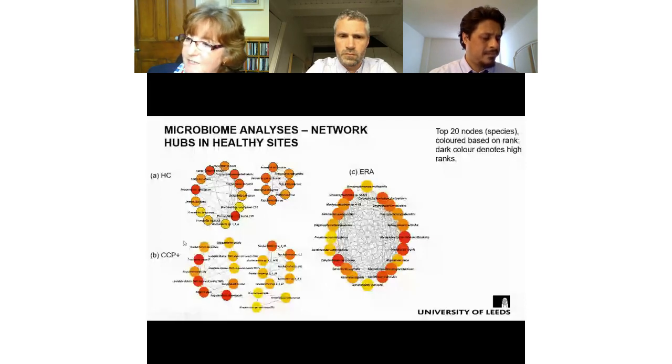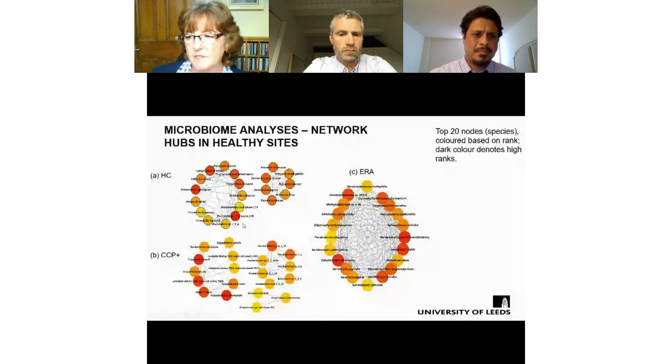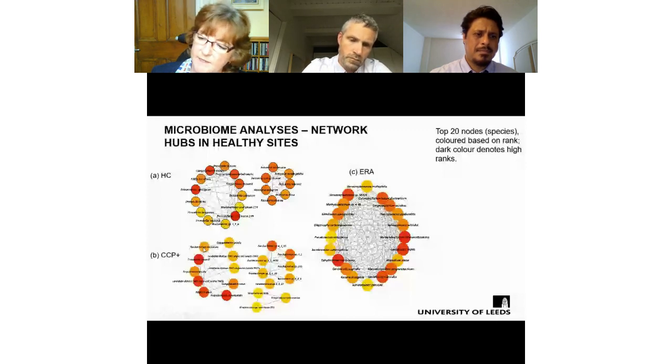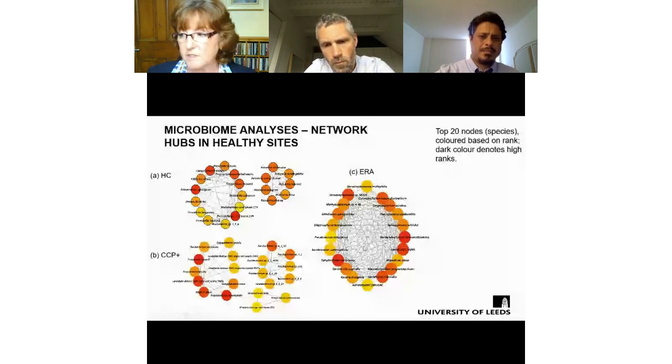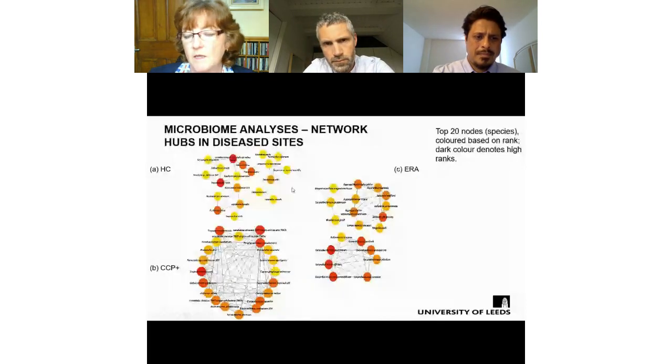The top 20 network hubs in the CCP plus group at healthy sites was quite different. So we have this hub of Fusobacteria, Streptococci, and then this group here, which has some similarity to the hub that you see in the healthy controls. And in the early rheumatoid arthritis patients, it's completely different again. And in disease sites, we get quite a different picture again. So that Neisseria hub that dominated in the healthy sites has disappeared. And I think only 3 of the organisms that we saw in the larger hub have been retained in the hubs that we see here in the disease sites.